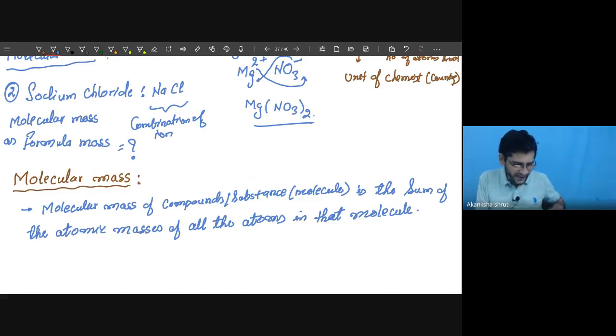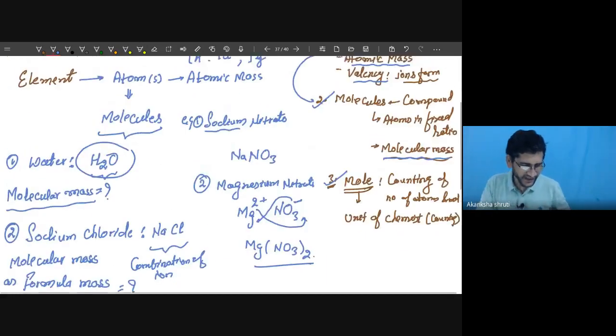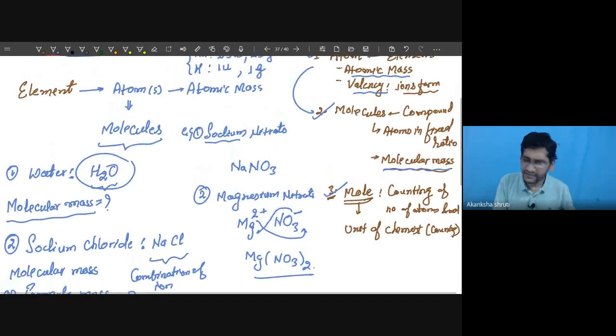Okay, students, I was explaining elements represented by their atom, and this atom has two important characteristics. One is their mass, called atomic mass. Another, these atoms combine to form the molecule, and by the law of conservation of mass, the mass of the molecule will be the same as the total mass of the atoms present.